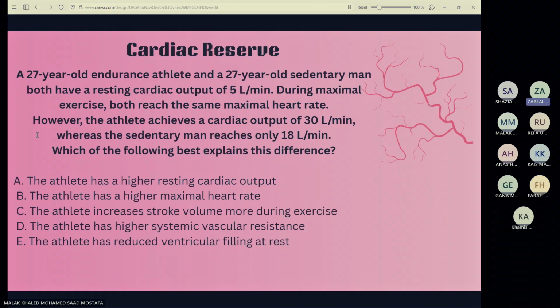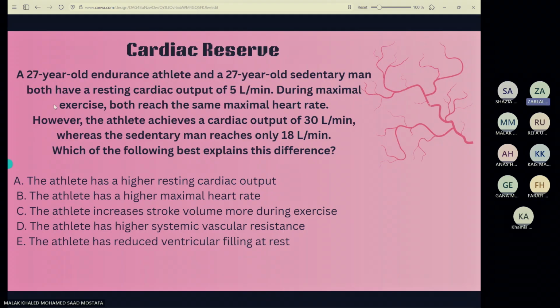So what does cardiac reserve mean? Cardiac reserve is basically the difference between the maximum cardiac output and the resting cardiac output. So the answer here is C. The athlete increases stroke volume more during exercise. The athlete has a greater stroke volume while exercising. That's why his cardiac output is more, even though they have the same heart rate.